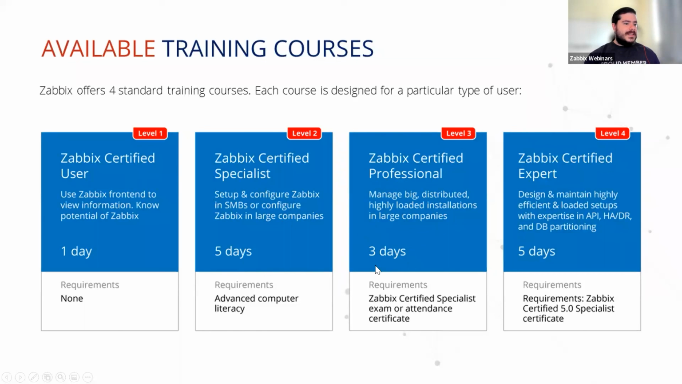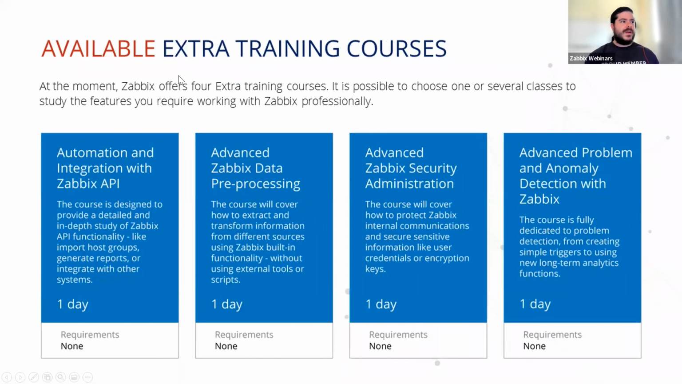You can see here that to do professional, you need to get the specialist, and the same goes for the expert. You need to have these requirements, and the expert is the top one, where you see the insides of Zabbix. You get to know the details of how it works. Not only that, we also have extra training: automation and integration, and Zabbix data pre-processing.